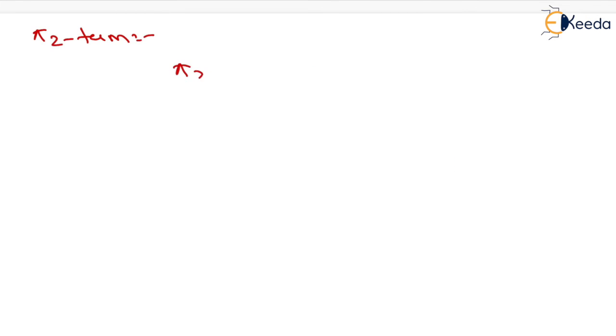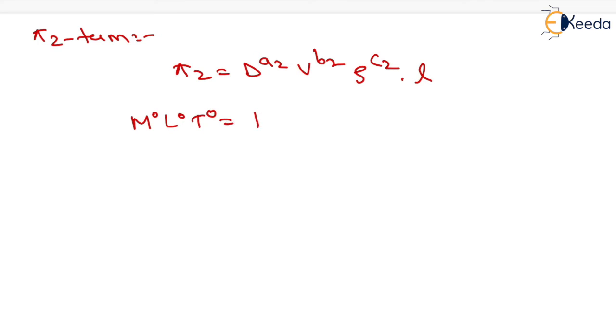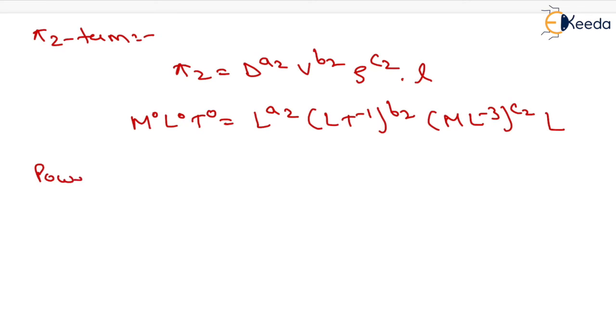Now pi 2 will be equals to d to the power a2, v to the power b2, rho to the power c2 and L. Now substituting the dimensions on both sides, we will have M0 L0 T0 equals to L to the power a2, L T minus 1 to the power b2, M L minus 3 to the power c2 and L. Now we have to equate the powers of M, L and T on both sides. Now power of M will be equals to c2 equals to 0.